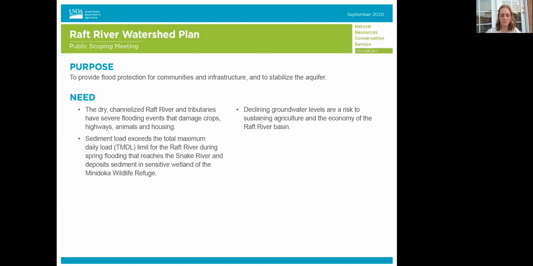The need for this project has been demonstrated by the impacts of flooding, sediment load, and declining groundwater levels within the area. Some examples of this are that flood events damage crops and infrastructure and pose a risk to the community. Sediment load in the Raft River is impacting the Minidoka Wildlife Refuge, Lake Walcott, and the Snake River. And finally, declining groundwater levels are a risk to the sustainability of agriculture, which is the driving force for the economy in the area. Next slide, please.